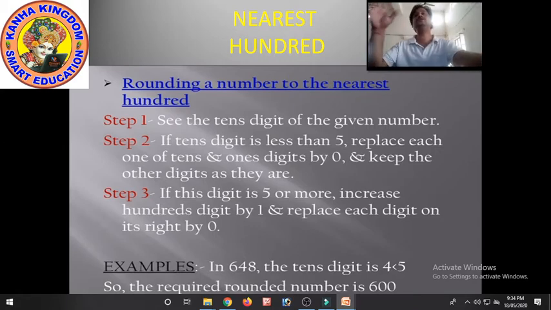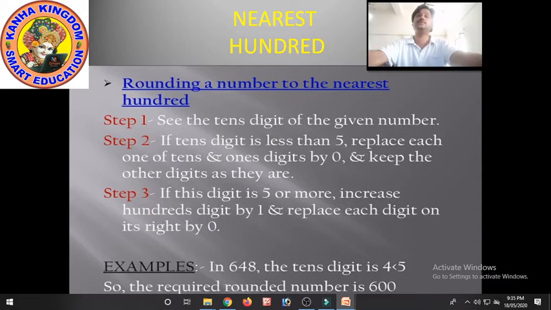There are also 3 steps. Listen carefully. First step, see the tens digit. See the tens digit of the given number. As I already told you, in nearest 100, you watch only the tens digit and the hundreds digit. So in the first step, see the tens digit of the number. Okay, now move to the second step.